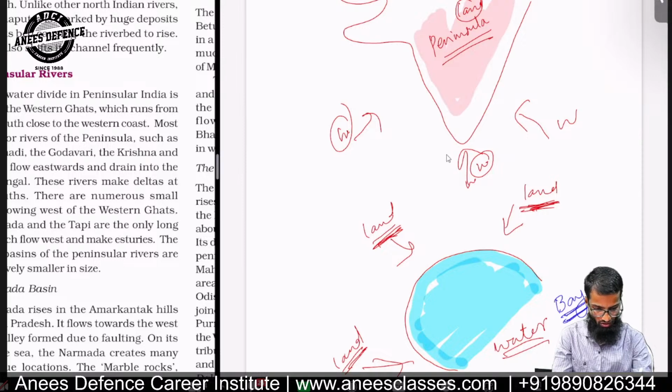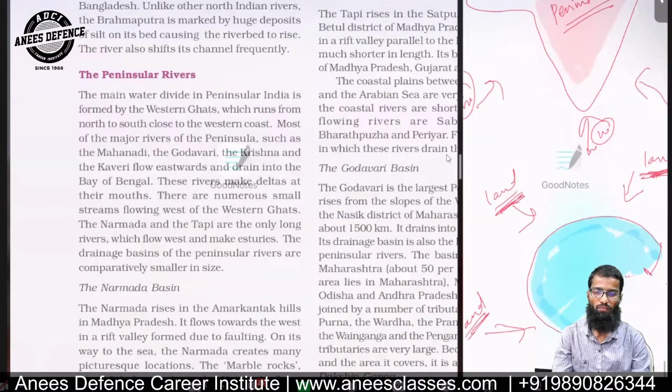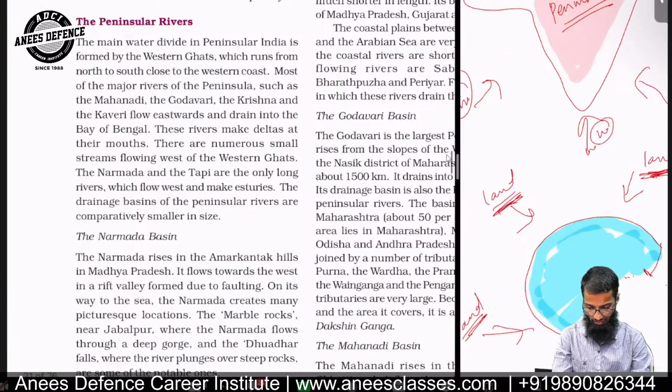And when the mouth is much narrower like this, and there is only a small gap like this, it will be called a gulf. So you now know the difference between bay and gulf. Bay has a broader mouth, and gulf has a narrow mouth. If this is the structure, this is gulf, and if this is the structure, it will be the bay. Okay, so that is the difference between bay, gulf, and peninsula.